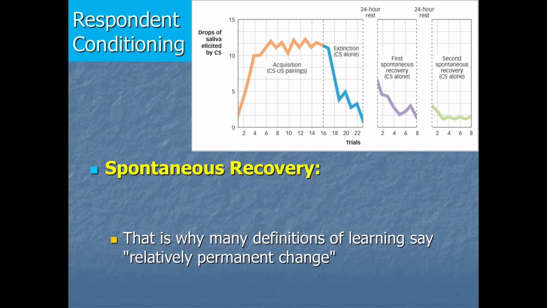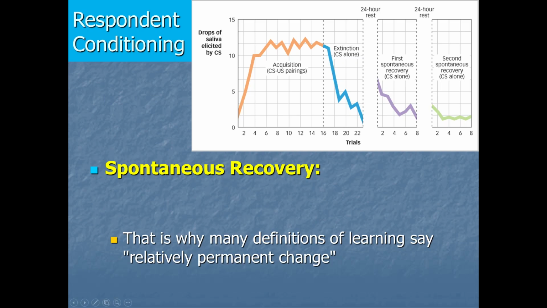So even after we do extinction again and get the purple line down to 0, another day of resting and we get a bit of spontaneous recovery again. So as you can see with the green line here, although clearly it's less of a recovery and the CR is extinguished again even faster this time.